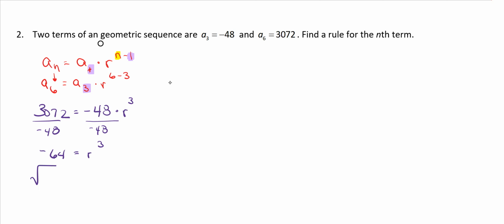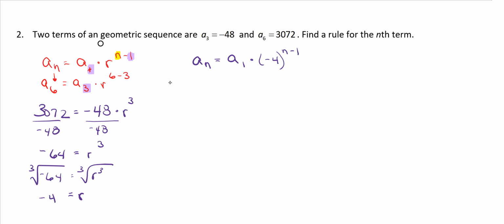And then remember, we're going to take the cube root of negative 64. Now, because this is an odd power, we don't need absolute value bars. So we're just going to say r equals, and then the cube root of negative 64 would be negative 4. So now we know that our common ratio is negative 4, and we should have anticipated our ratio being negative because notice these terms, one's negative and one's positive, which tells me I have this alternating pattern. So now I know that a sub n equals a sub 1 times negative 4 to the n minus 1.